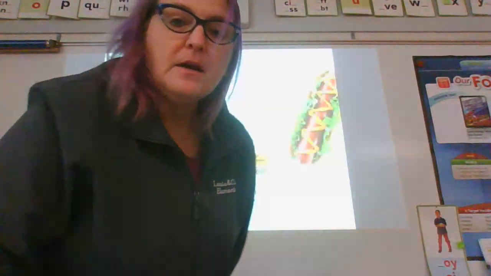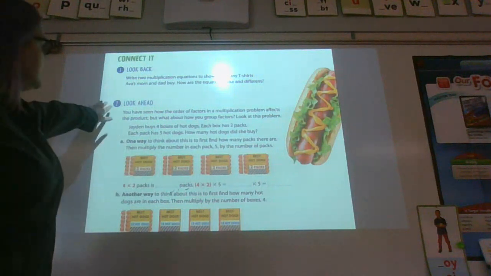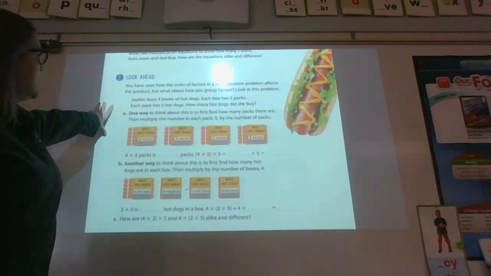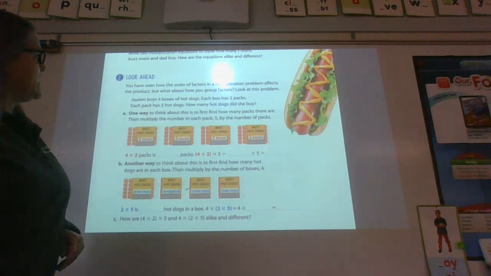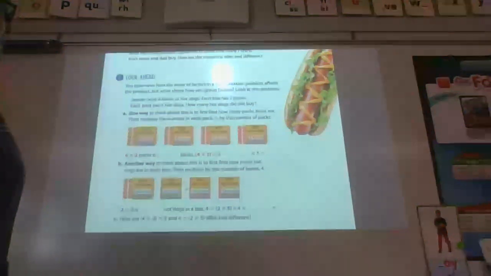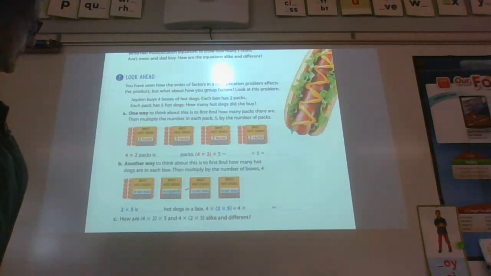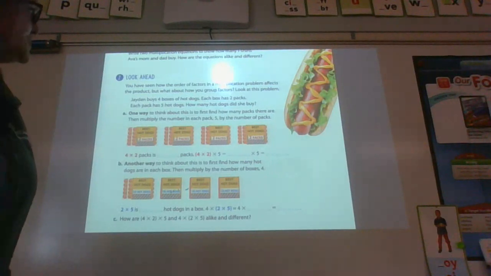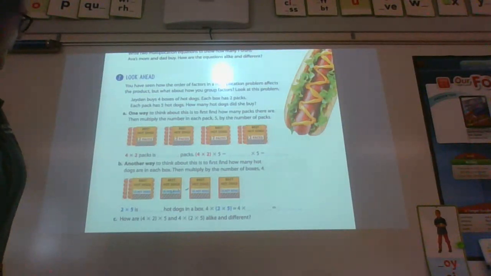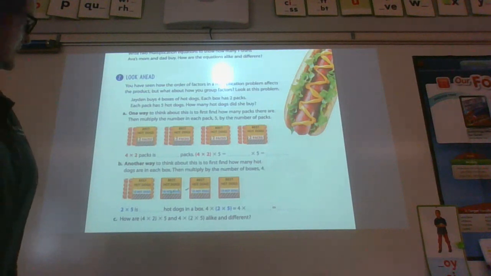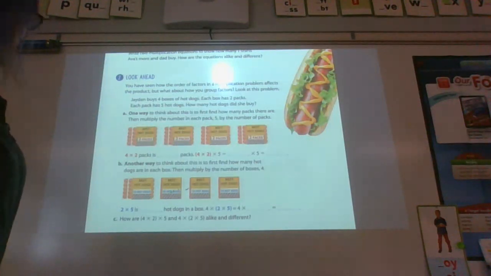All right, then, will you pull up the number 2? All right, number 2 says, look ahead. You have seen how the order of factors in a multiplication problem affects the product. But what about how you group factors? Look at this problem. Jaden buys 4 boxes of hot dogs. Each box has 2 packs. Each pack has 5 hot dogs. How many hot dogs did she buy?